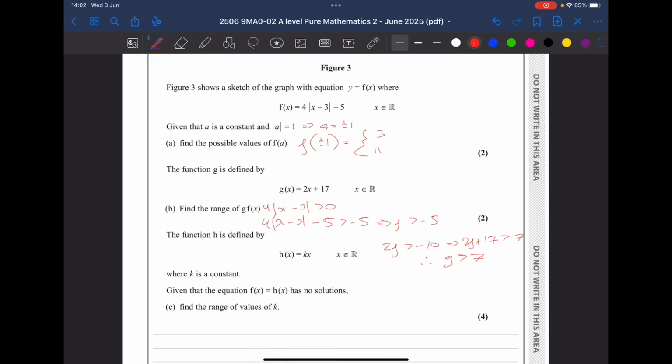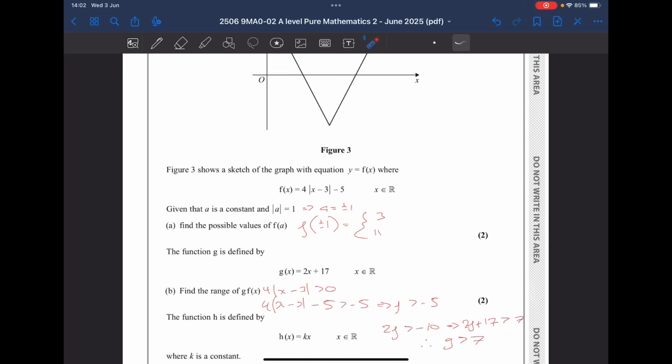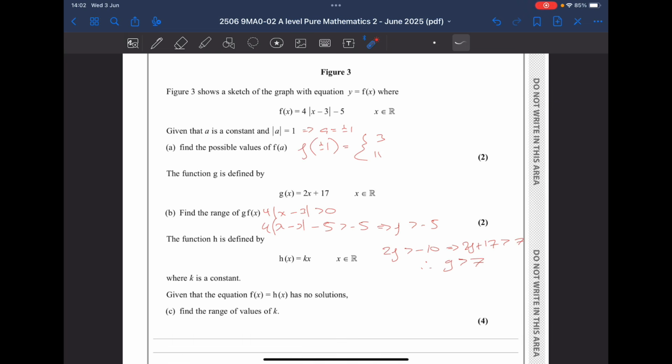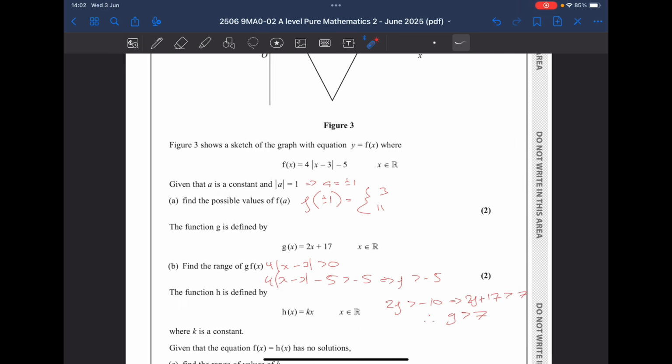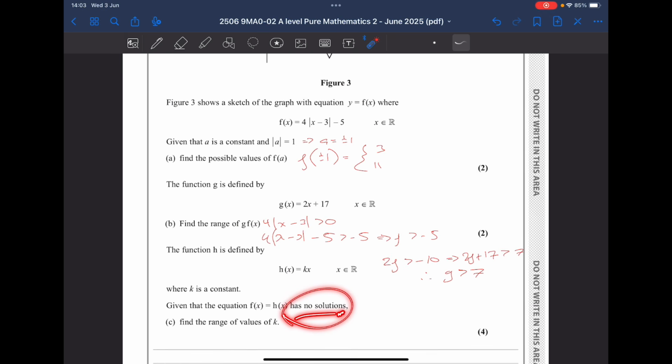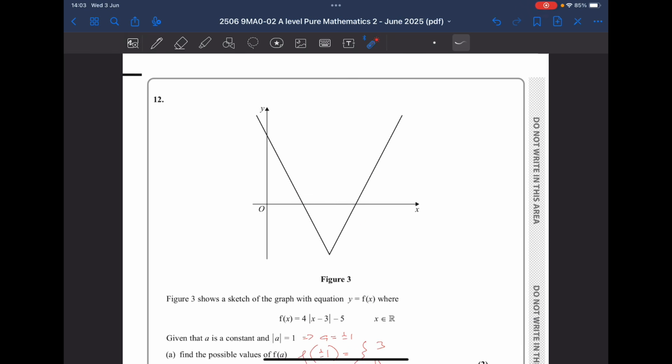All looks good. h(x) is equal to kx. k is a constant. Given that they have no solutions when this thing equals f, find the range of values for k. Okay, on these, the easiest thing to do is to draw it. We have f drawn, and we're told that h is just kx, so it must go through the origin. It's just what gradient are we at? We need to hit it never. No solutions. But what that really means, we want to find one solution. You want to find the barrier between 0 and 2.